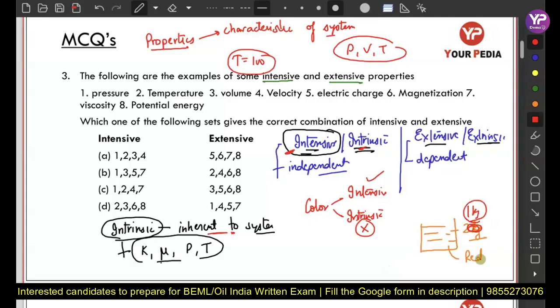1 kg mass is left. Now, does the color change? No, the color is going to remain the same. That means it is not depending upon the mass of the system. It is an intensive property.